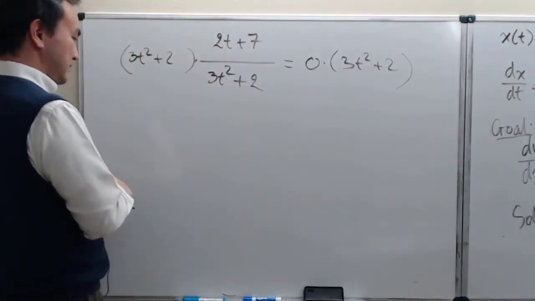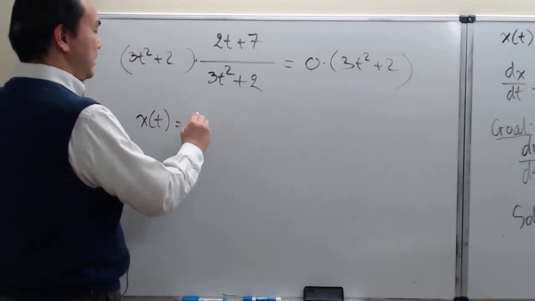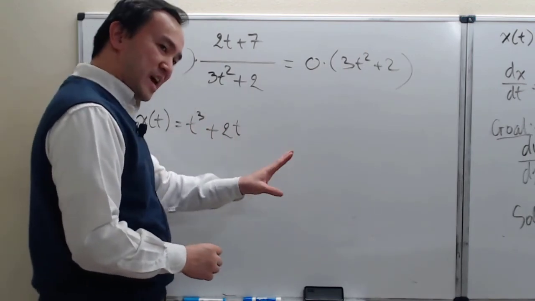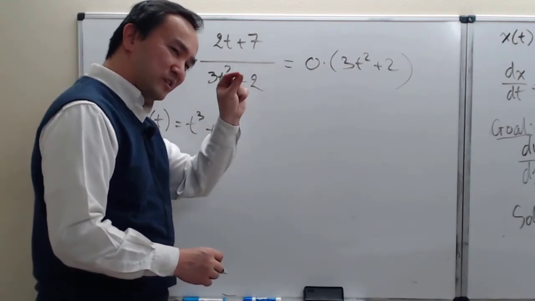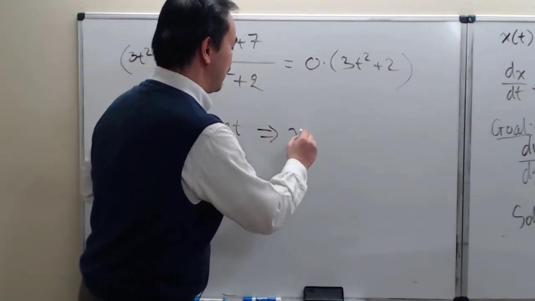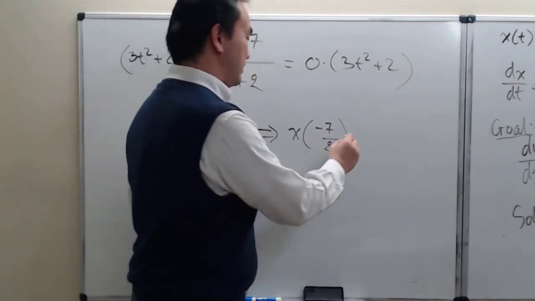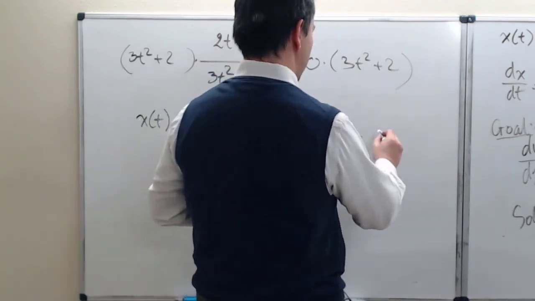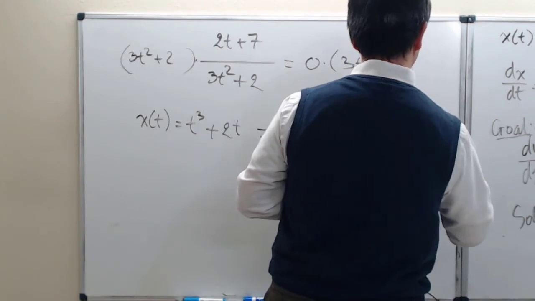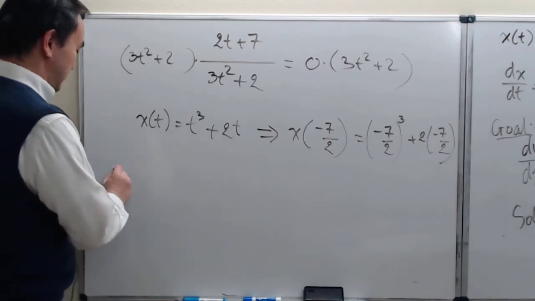Our equation for the x coordinate is t cubed plus 2t. We are ready at t equals negative 7/2, the time instant when we reach horizontal tangent. Then the x coordinate must be x evaluated at negative 7/2. So we just plug it in: negative 7/2 cubed plus 2 times negative 7/2. I'll save all that calculation for the last step. And the same with the y value.